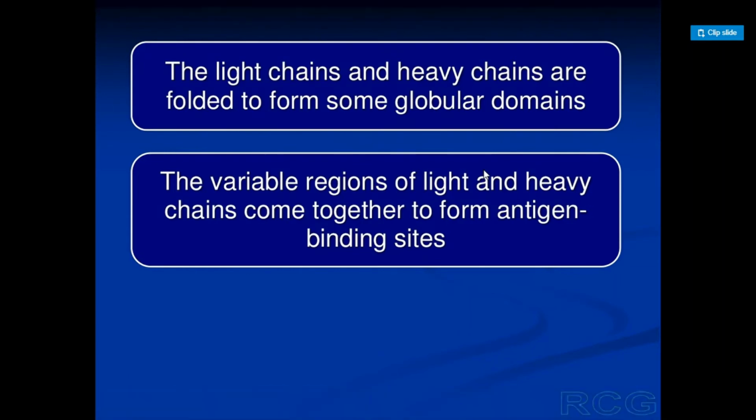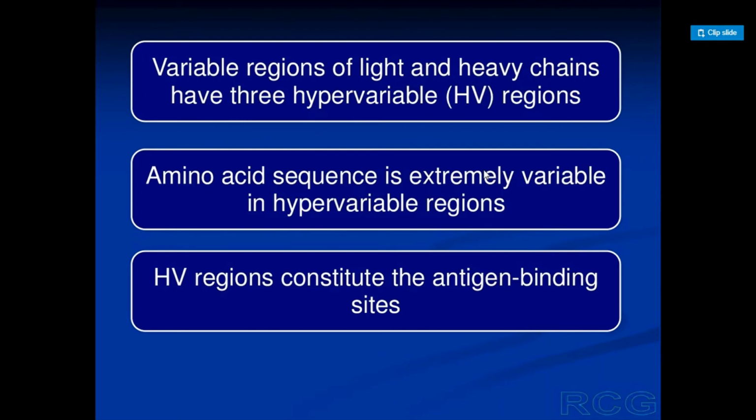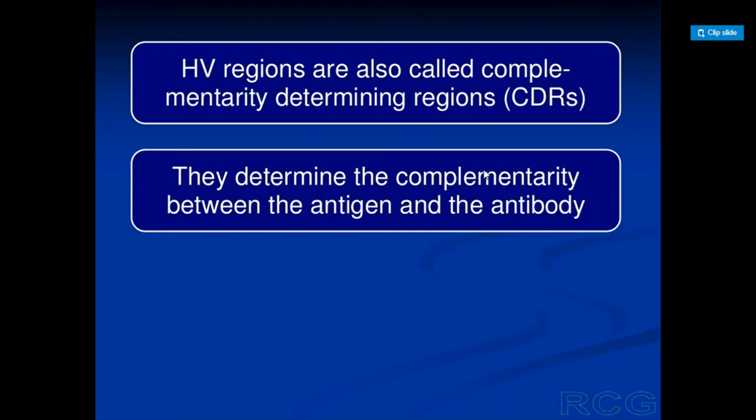The light chain and heavy chain are folded to form globular domains, and the variable regions of the light and heavy chain come together to form the antigen binding sites. This is the ribbon-shaped structure of this immunoglobulin. The variable region of the light and the heavy chain have three hypervariable HV regions, and the amino acid sequence is extremely variable in these regions. The HV regions constitute the antigen binding sites. They are also called the complementarity determining regions, or CDRs. They determine the complementarity between the antigens and the antibodies.